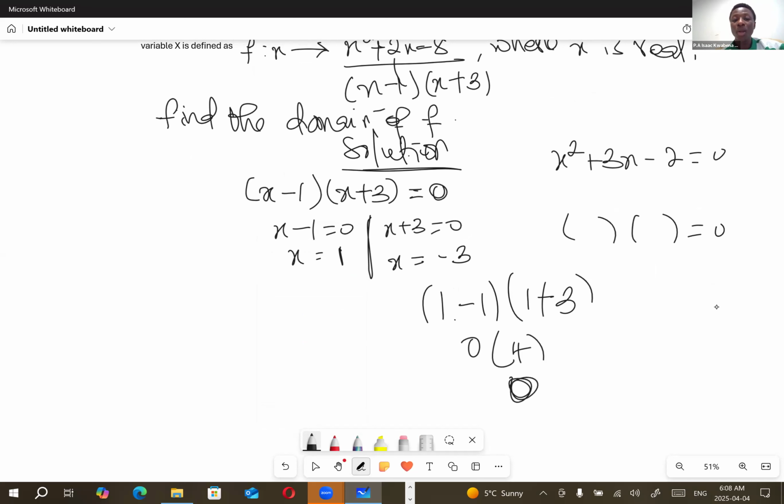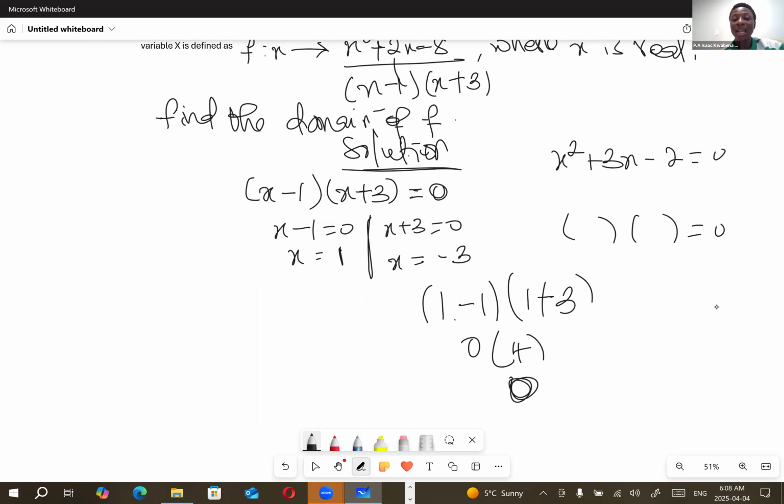So you see, when you are slotting in 1, the base turns to 0. That means the expression will be something over 0, and anything over 0 is not solvable. Well, if solvable is the right mathematical word. Yeah, so that is it.